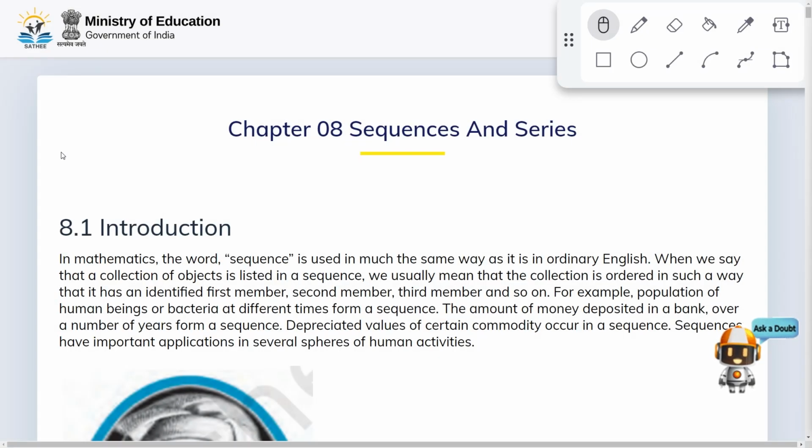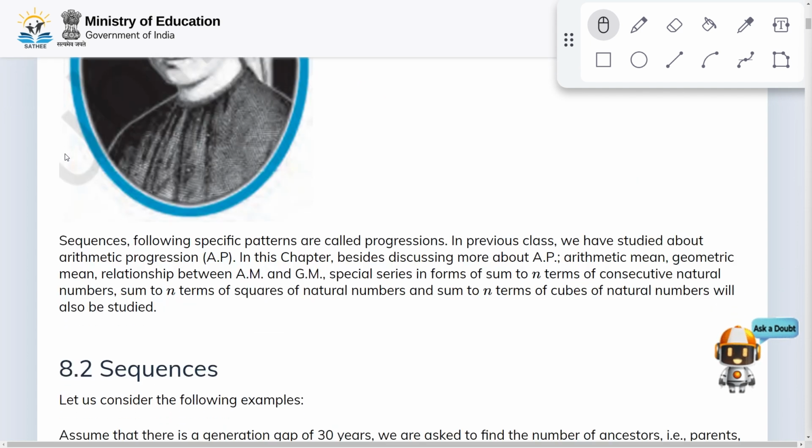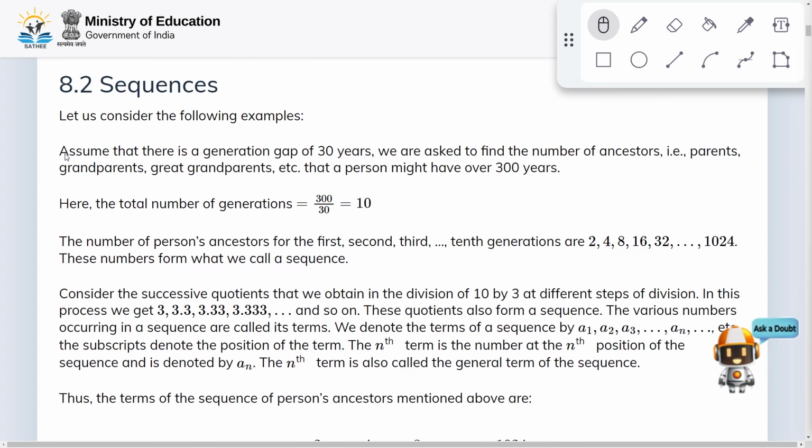In today's session, we will be seeing a new chapter, sequences and series. As we move forward in this session, you will know what we mean by sequence and what we mean by series, and all the other important terms you will get to know. Clear? Okay. Now, let's directly jump to the main topic, which is sequences.